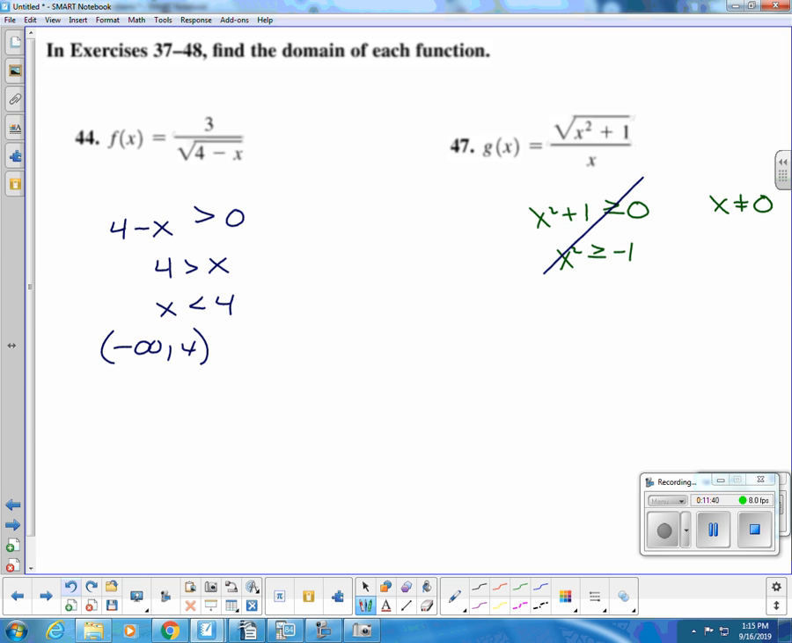X squared plus 1 is always positive. It can't be negative. So we don't have to worry about it. So all we have to worry about is x cannot equal to 0. Okay. X squared plus 1 has to be 1 or higher. It cannot be negative. So that restriction is not really a restriction. Okay. So I would practice those more from that page.